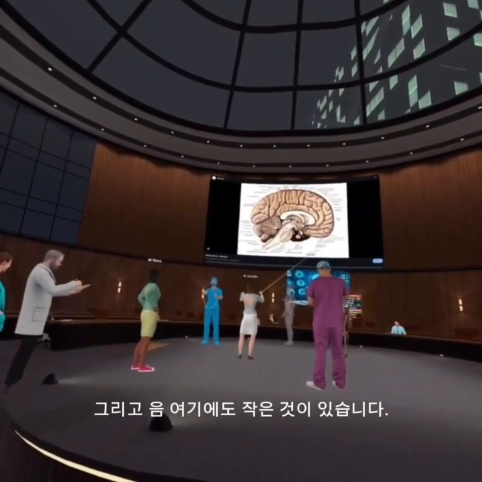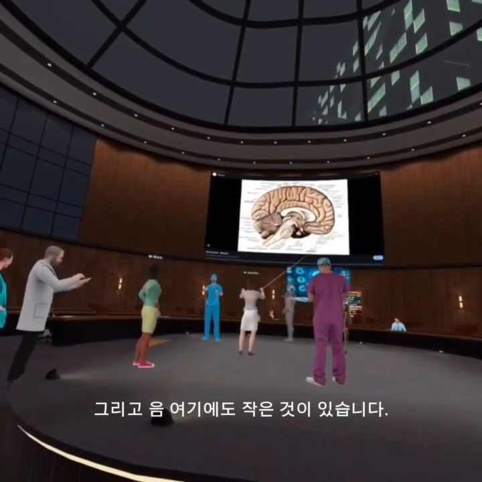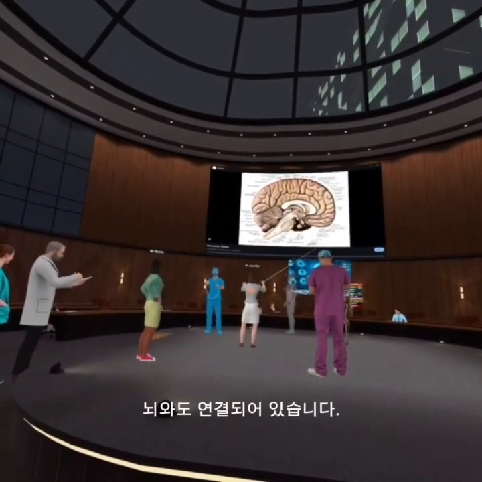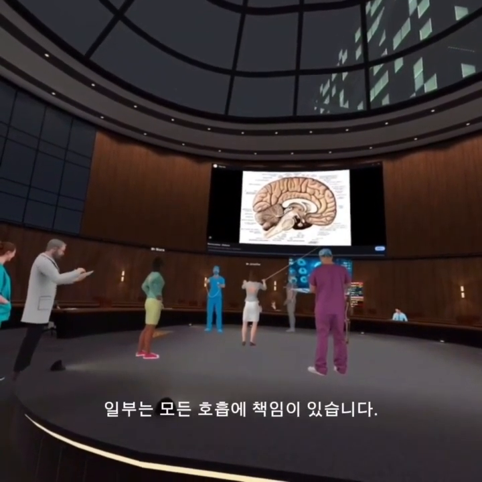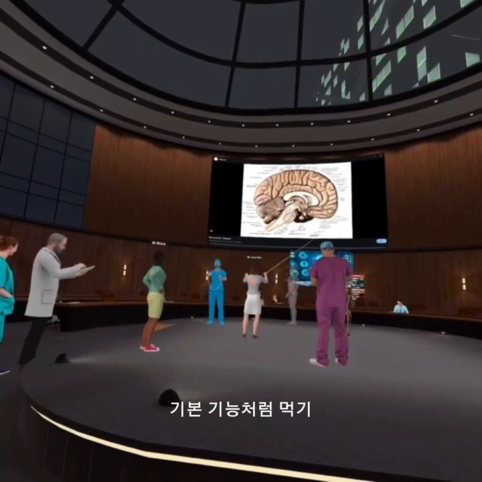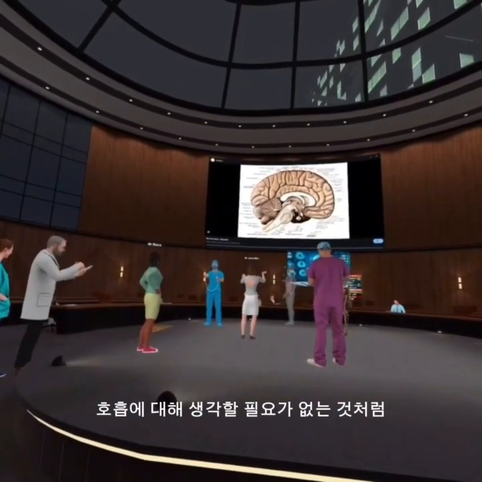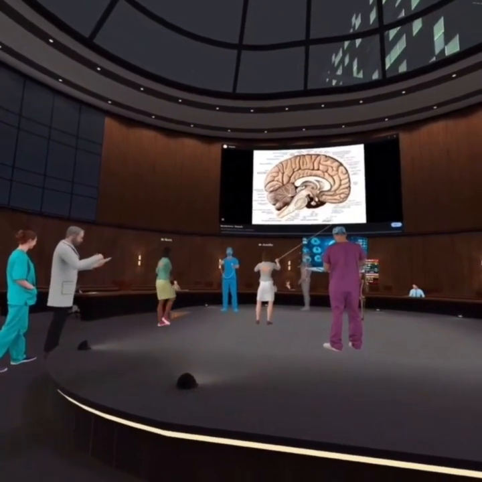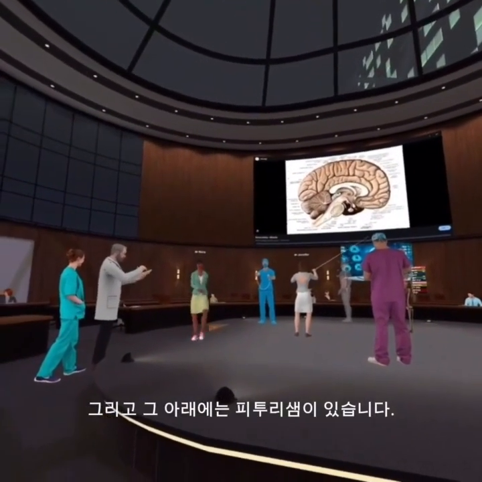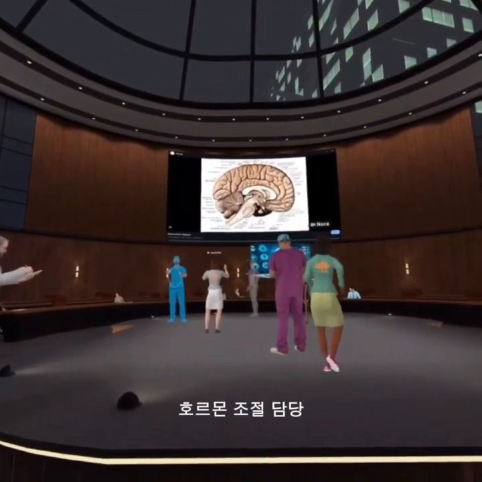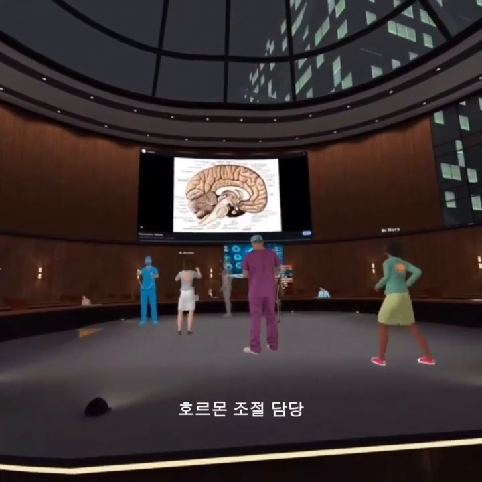And there's also this little thing here called the hypothalamus. And the hypothalamus is also in connection to the brainstem, is responsible for all of the breathing, eating, like basic functions. Like you don't have to think about breathing when you're sleeping, that kind of stuff. And below that, here's the pituitary gland, and this is largely responsible for controlling hormones.